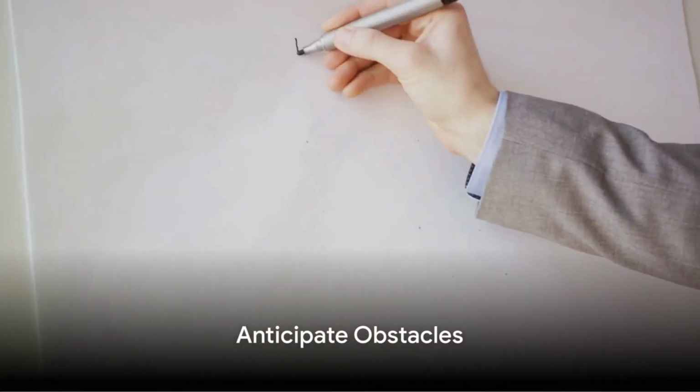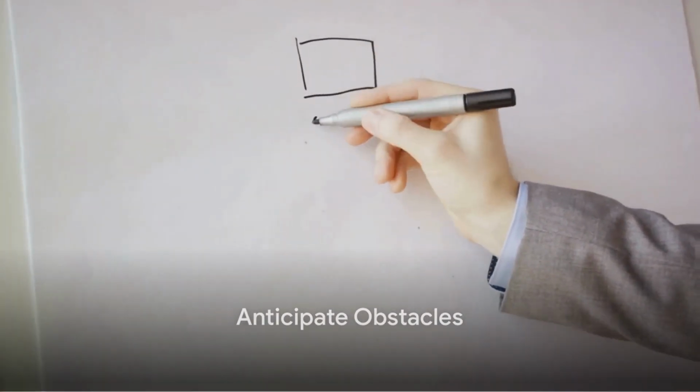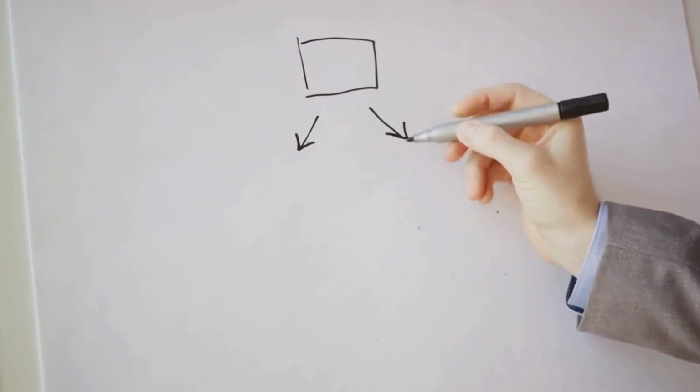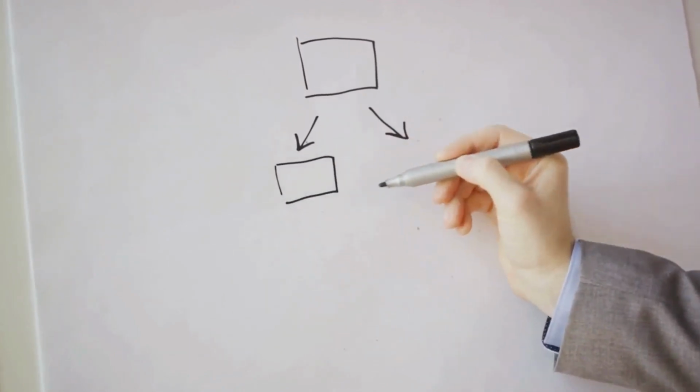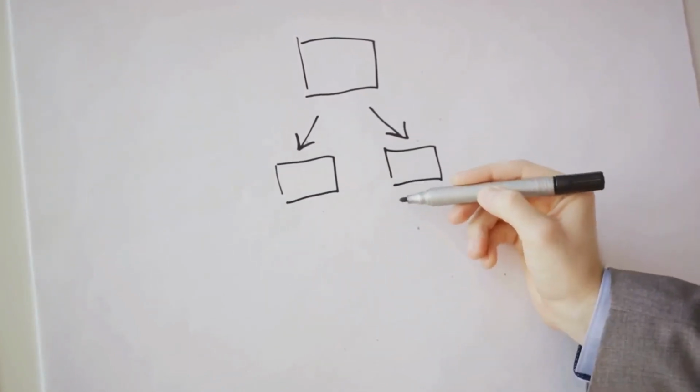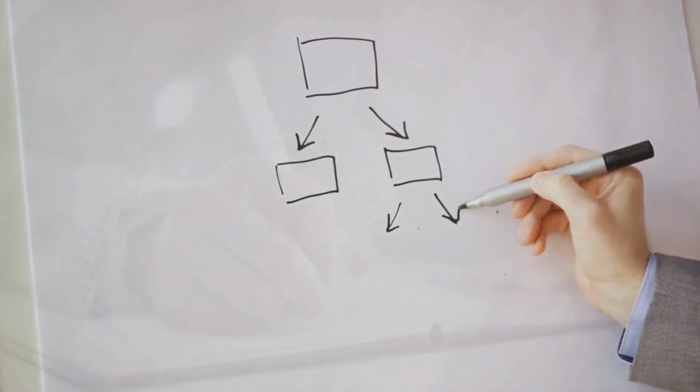The fifth step is to anticipate obstacles. While it would be ideal if every step went according to plan, life often throws curveballs. Anticipating potential hurdles makes you prepared for contingencies.